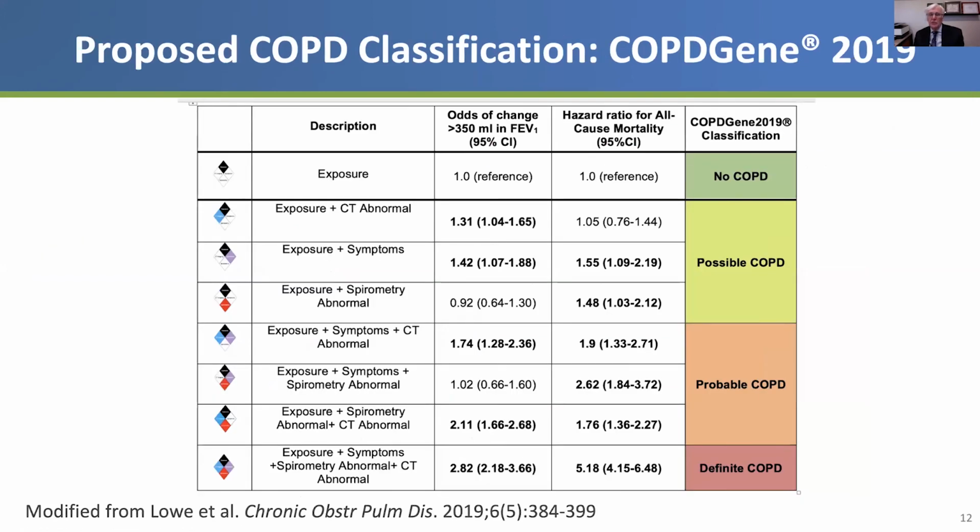So in summary, we've defined COPDGene 2019, a new classification of COPD on the basis of cigarette smoking history, CT scan abnormalities, respiratory symptoms, and abnormal spirometry into groups we call no COPD, possible, probable, or definite.